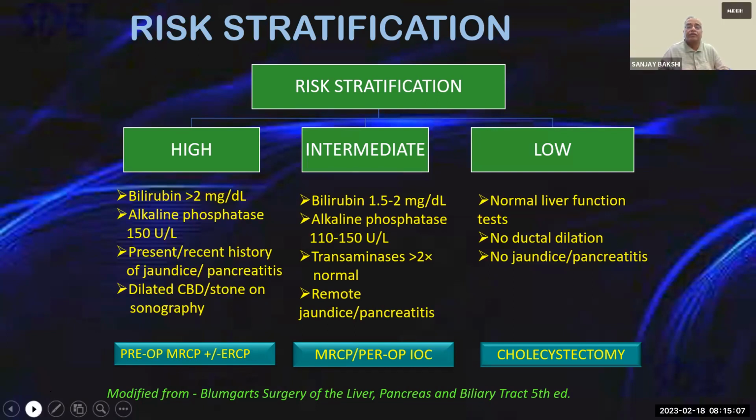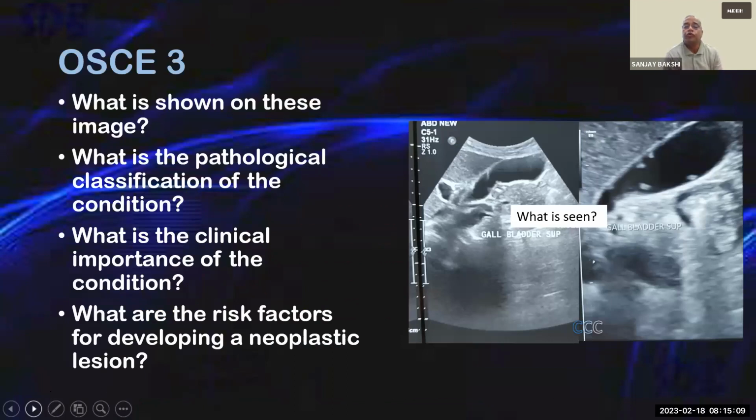Right. So, who's next? Because I'm going to show you two different patients. They are not the same patient. Yes, sir. Good morning, again, an ultrasound. Sir, let's look at the question. What is shown on this image? What is the pathologic classification of the condition, clinical importance, and risk factor of developing a neoplasia? So first is first. What do you look at? What is the area of interest shown in this picture? So there are two different patients, one on the left, one on the right.